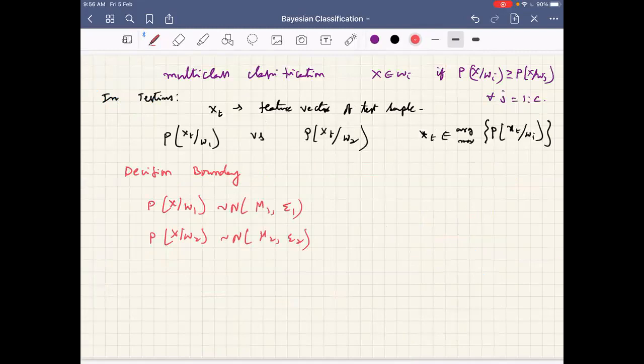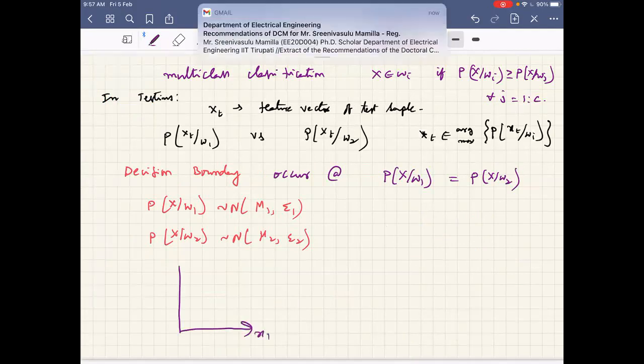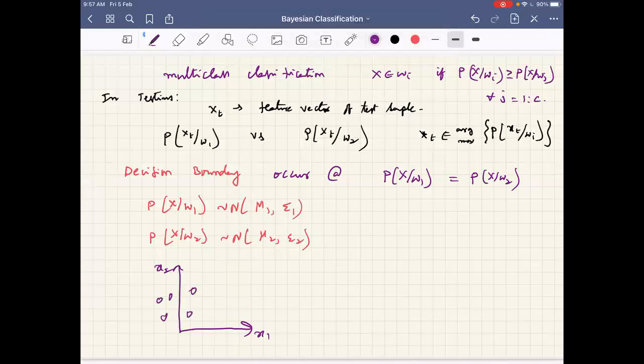So I will do the same here. I say that the decision boundary occurs at P of x given omega 1 equal to P of x given omega 2. If I use this information, I can then solve this. Even in 2 dimensions, I may get a 2-dimensional polynomial, as you said, and some roots of that polynomial will give me the boundary. Say x1, x2, if I measure 2 things, some samples may be here, and some samples may be here.